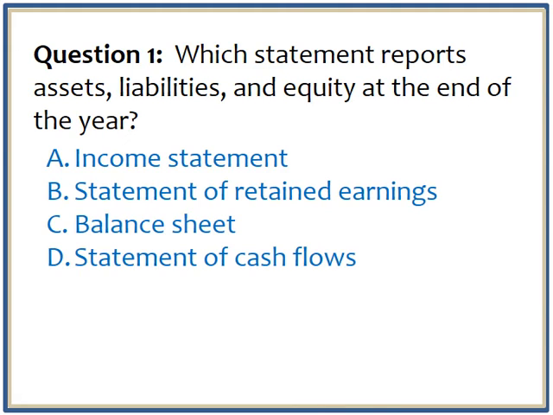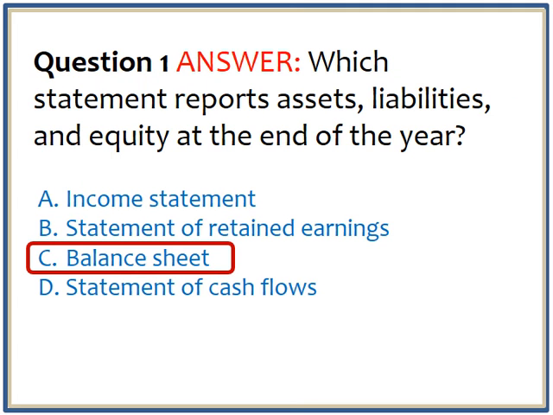The first question asks, which statement reports assets, liabilities, and equity at the end of the year? The choices are income statement, statement of retained earnings, balance sheet, or statement of cash flows. The answer is the balance sheet. The balance sheet is the only statement that reports balances as of one particular date. The other 3 statements each cover a period of time such as a year or a quarter.